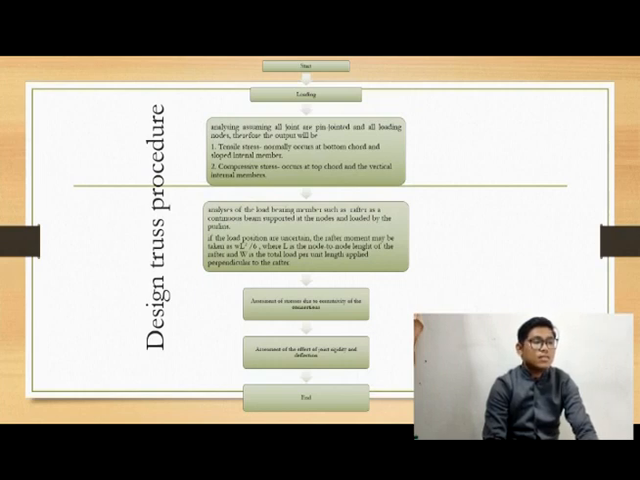Next, analyze the load-bearing members such as the rafter as a continuous beam pin supported at nodes and loaded by the purlin. If the load positions are uncertain, the rafter moment may be taken as WL²/6, where L is the node to node length of the rafter and W is the total load per unit length applied perpendicular to the rafter. Assessment of stress due to eccentricity of the connection. Assessment of the effect of joint rigidity and deflection.